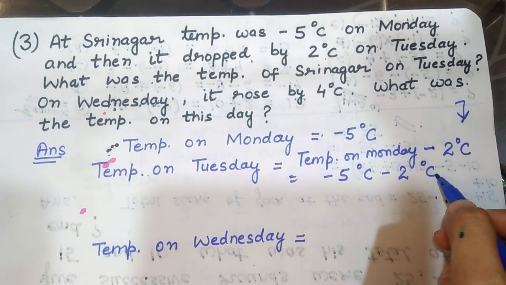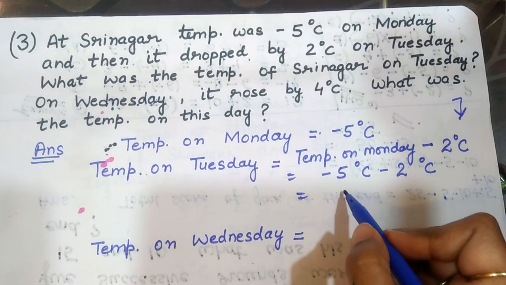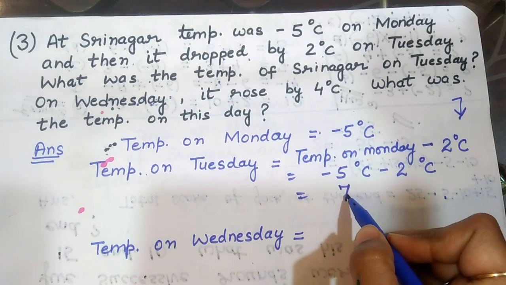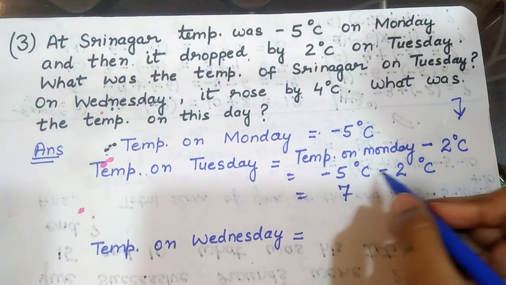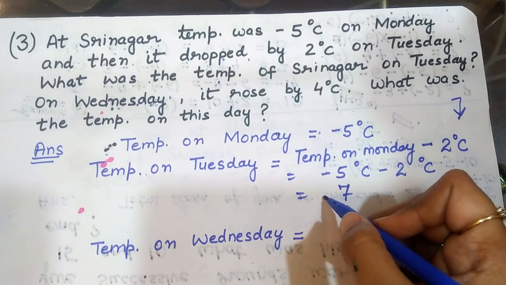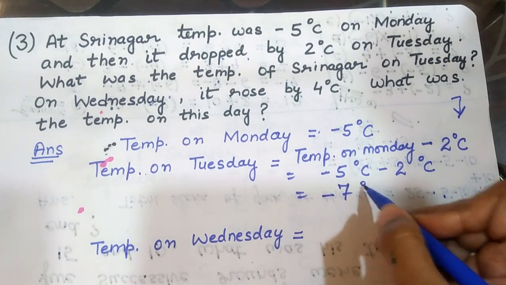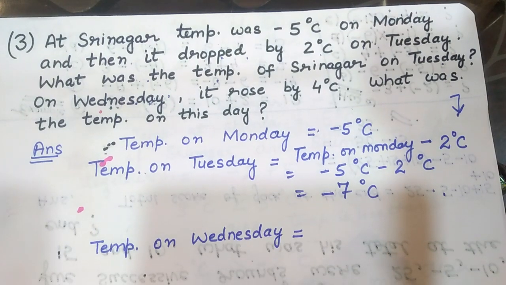minus of minus 2, minus minus is plus. So 2 adds with 5 and gives you 7, and the sign of the greater number will come, minus. So the temperature on Tuesday is minus 7 degrees Celsius.